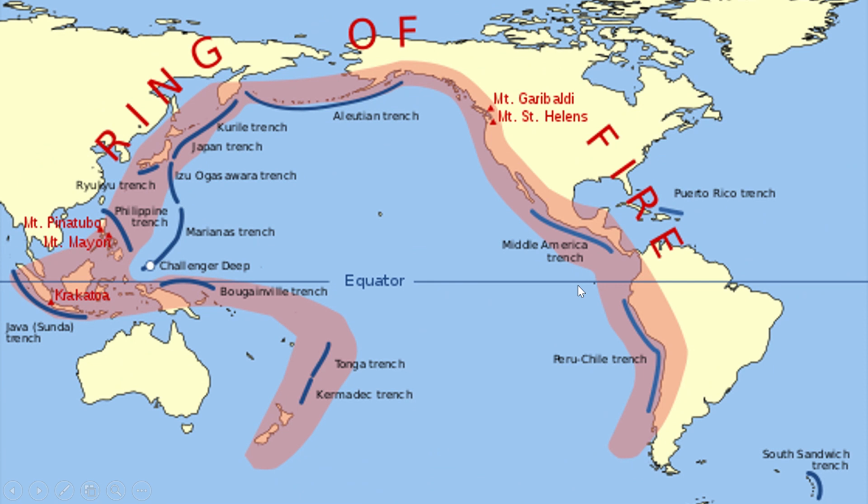This area has got the largest amount of islands. It has got about 25,000 islands in the Pacific Ocean. And this Pacific Ring of Fire that is shown here has got a lot of earthquakes and volcanic eruptions. It covers an area of about 40,000 kilometers, and there are about 452 volcanoes here.